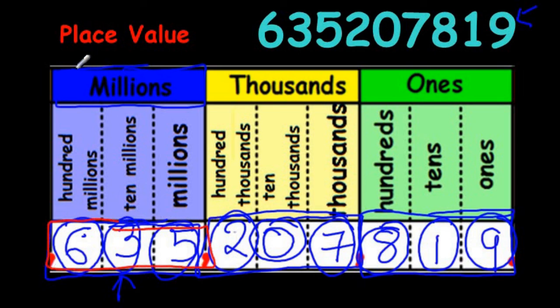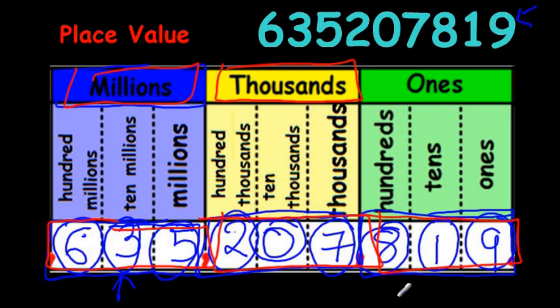635 millions, 207 thousands, 819. See how easy it was.